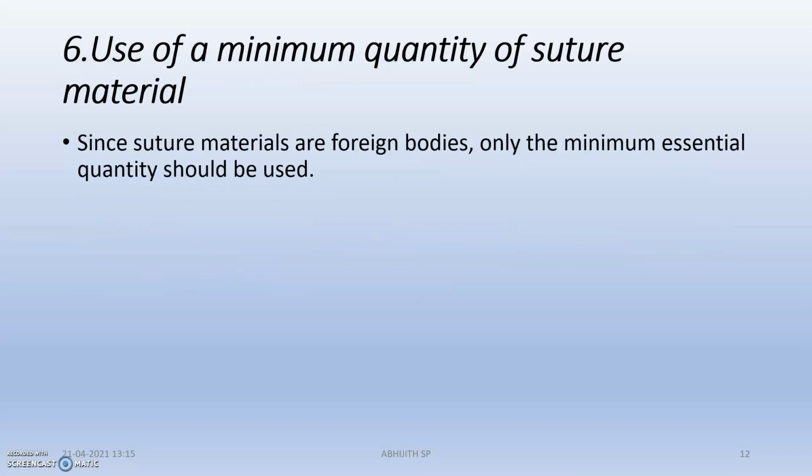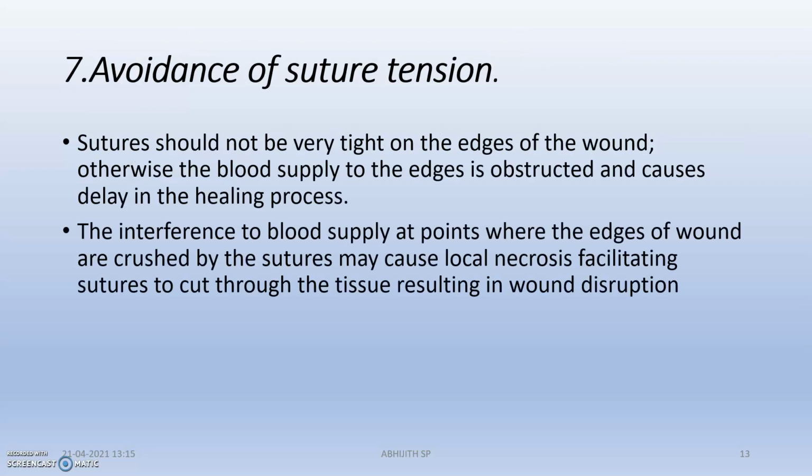Next is use of minimum quantity of suture material. Since suture material is a foreign body, our body will react against it. To minimize that reaction, we should use a minimum quantity of suture material. Next is avoidance of suture tension. Whenever we place sutures, they may be very tight on the edges of the wound.